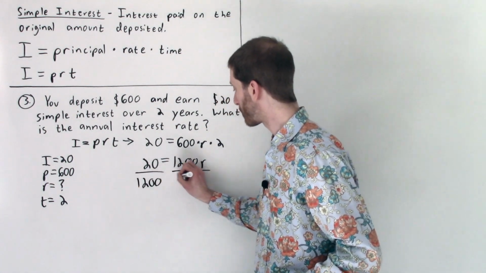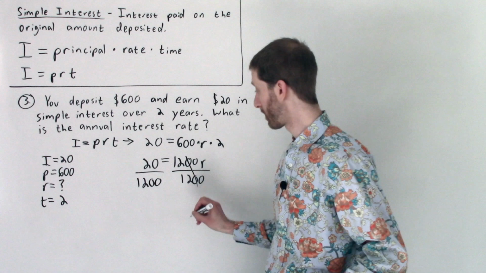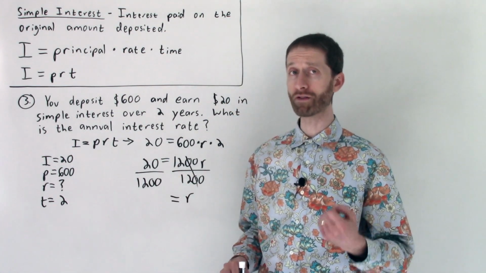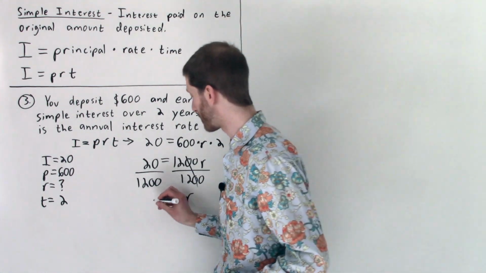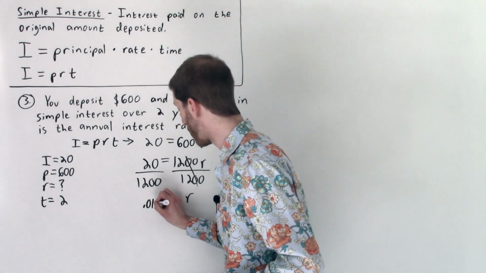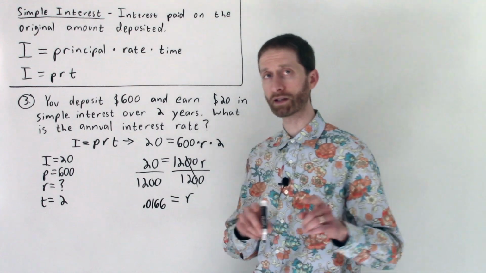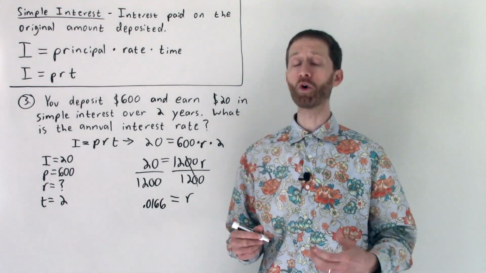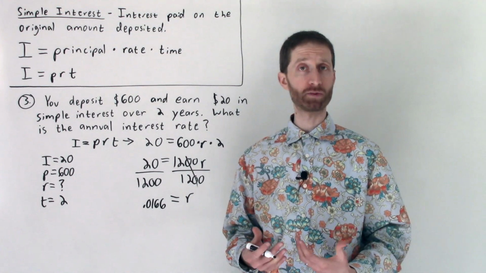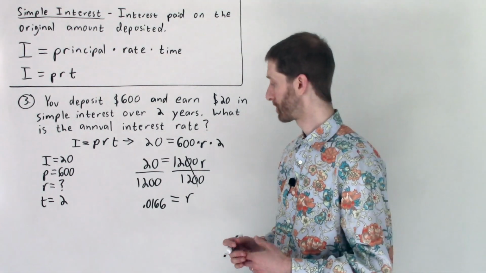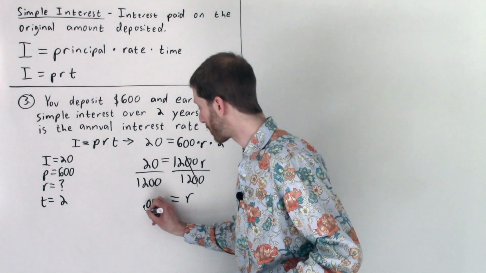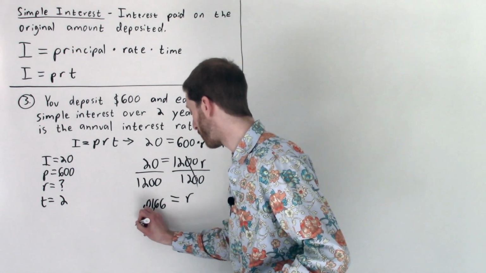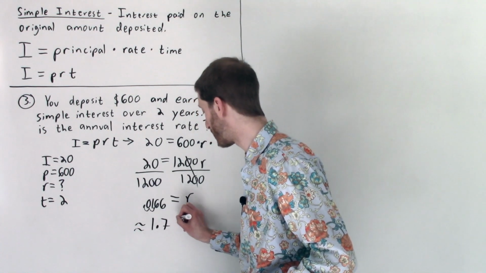And once we do that, the 1200s divide out, we're left with R, the rate, is equal to, certainly use a calculator to do 20 divided by 1200, and you'll get the decimal 0.01666666666, and so on and so forth. Now, that's the rate as a decimal. We want to give it as a percentage because that is how we express interest rates. So we move the decimal point 2 places to the right, and you get roughly 1.7%.